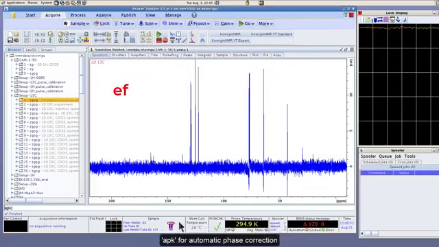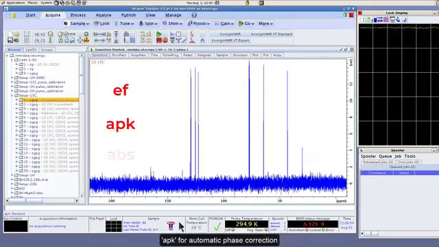ATMA, automatic tuning and matching. Some advanced probes feature motors that allow TopSpin to perform tuning and matching automatically via the ATMA command.